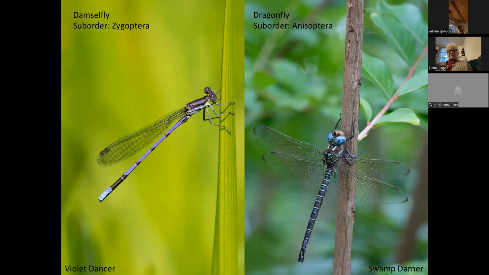How they're holding their wings, I think people have noticed that they're in different positions. Damselflies often hold theirs closed when they are perched, not always, but most of the time. Dragonflies, on the other hand, almost always have theirs spread wide like this. So that's great. Thanks.